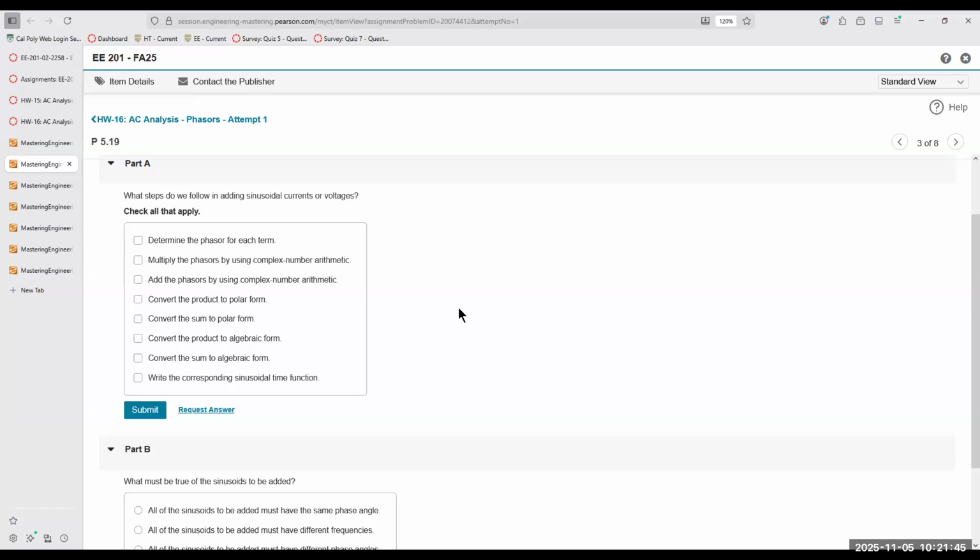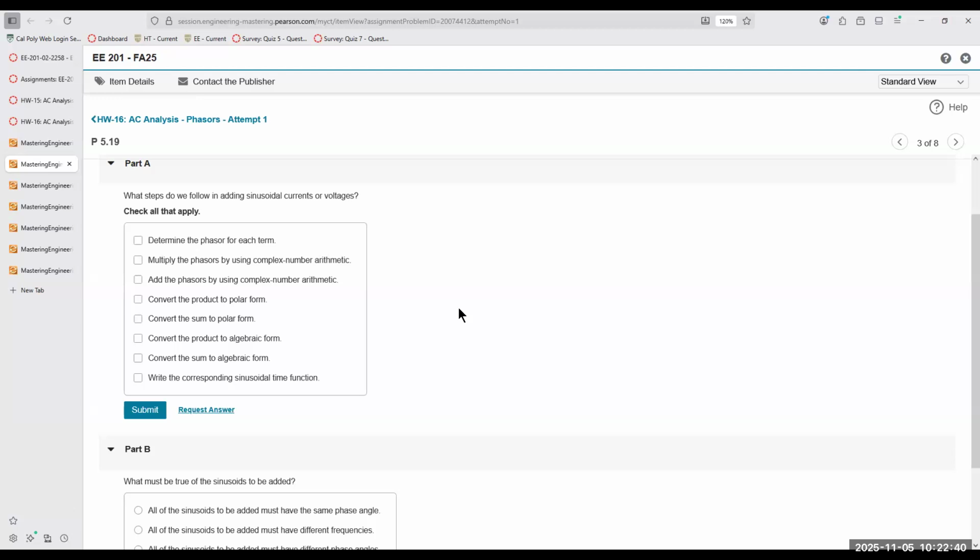Then do we multiply the phasors? Anyone? No. So that's a no. Add the phasors? Well, the answer is in the question itself. What steps do we follow in adding sinusoidal currents or voltages? So that's a yes. Another one, convert the product to polar form. Yes or no? No, because there's no product because we're not multiplying. Convert the sum to polar form. Yes or no? Actually, that should be a no because the sum is the result of the addition, meaning the terms are already in polar form.